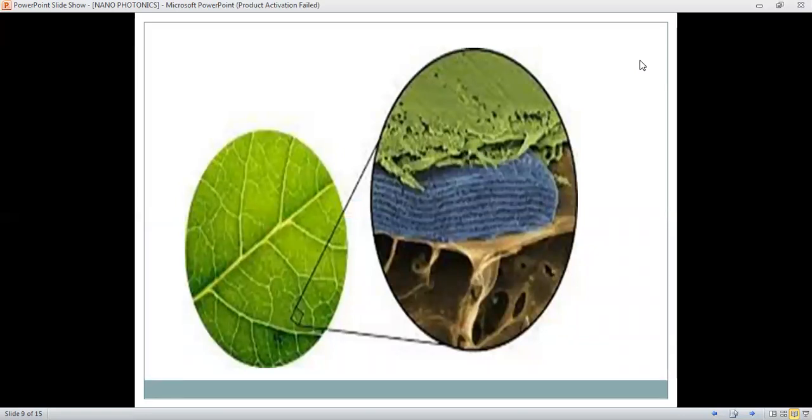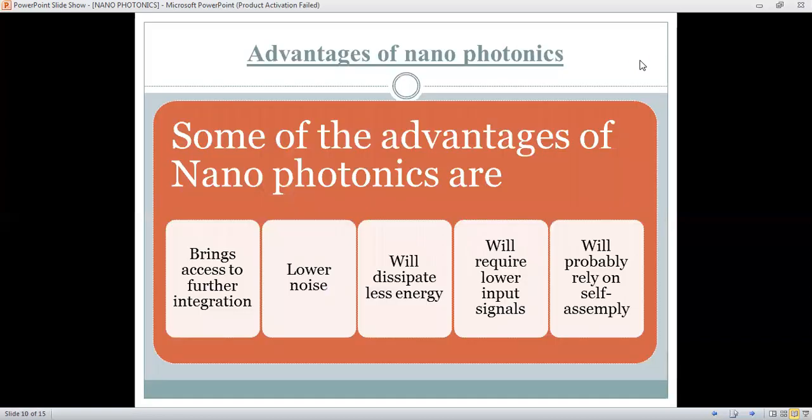Nanophotonics is also present in the leaves of trees, plants, etc. It is also present in peacock feathers, and in the photoreceptor rhabdom. Nanophotonics is also present in many various other things.